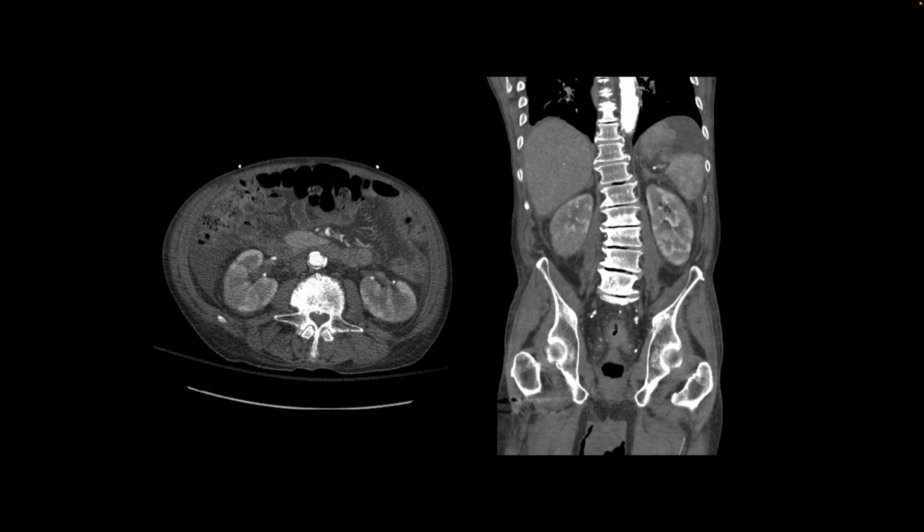This is our next patient, and on their CT of the abdomen and pelvis with contrast, we find that there are abnormal findings in both kidneys. There is patchy hypoenhancement right here, also seen on the coronal images, consistent with acute pyelonephritis. There is some reactive free fluid as well.